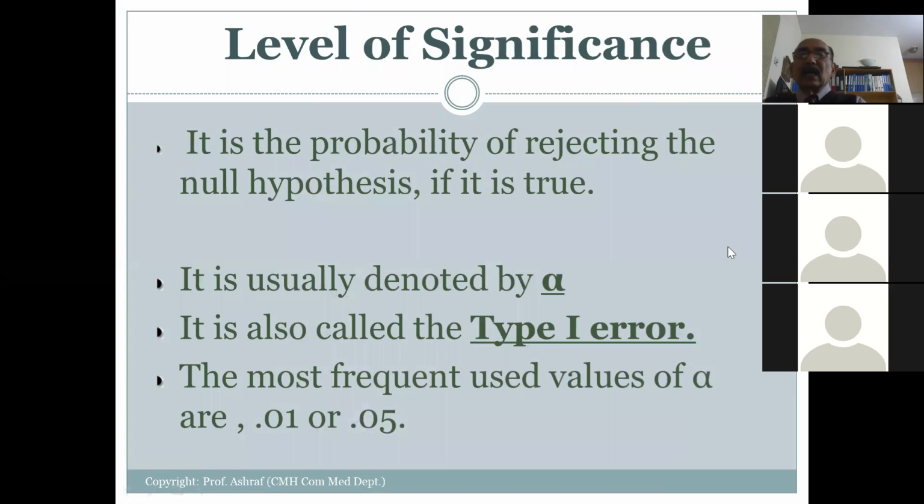Normally the most frequently used value of alpha, or level of significance, is set at either 0.01 or 0.05. Normally we select 0.05, so if your p-value is less than 0.05, we will reject the null hypothesis. In genetic studies, sometimes you need more precision, and you can say that if the p-value is 1% or less, then you will reject the null hypothesis.